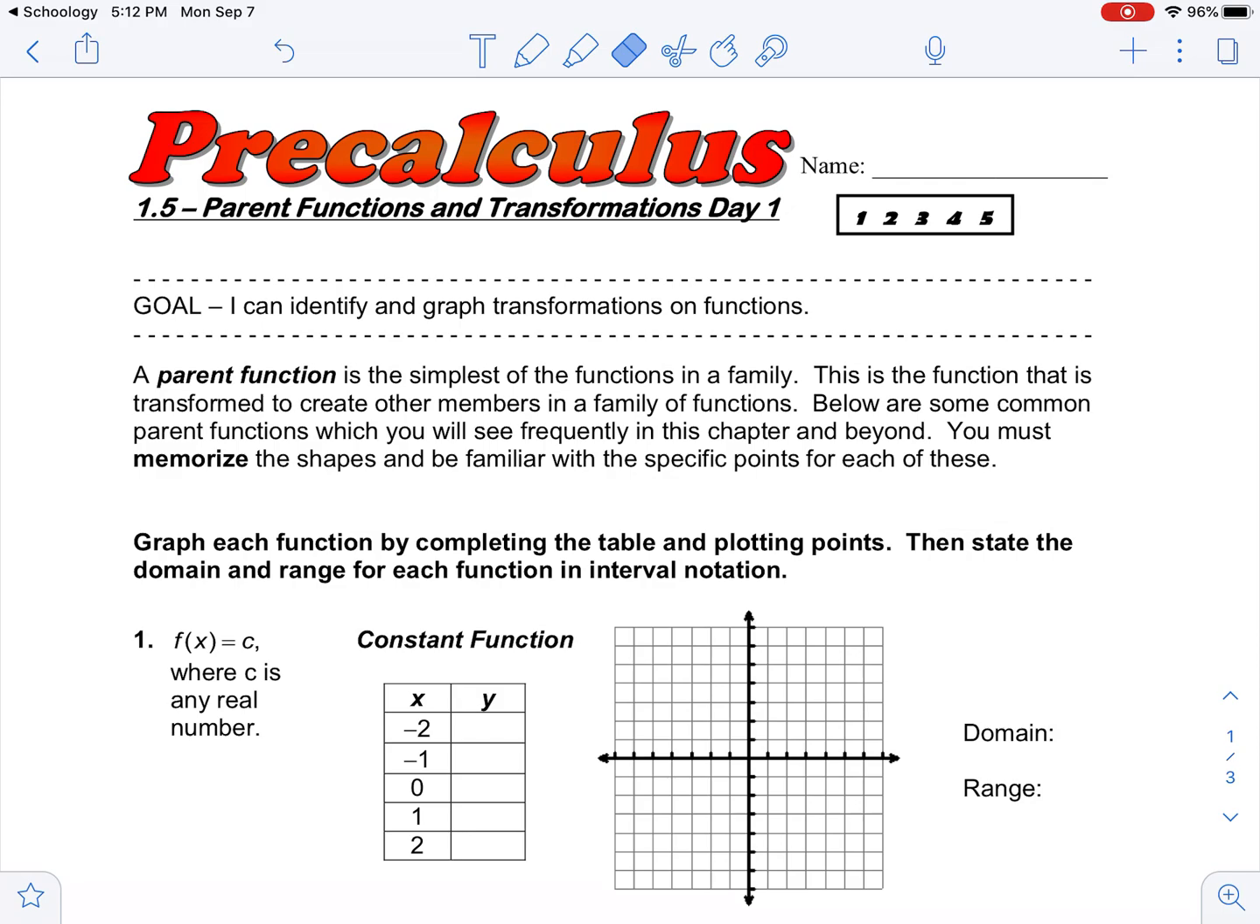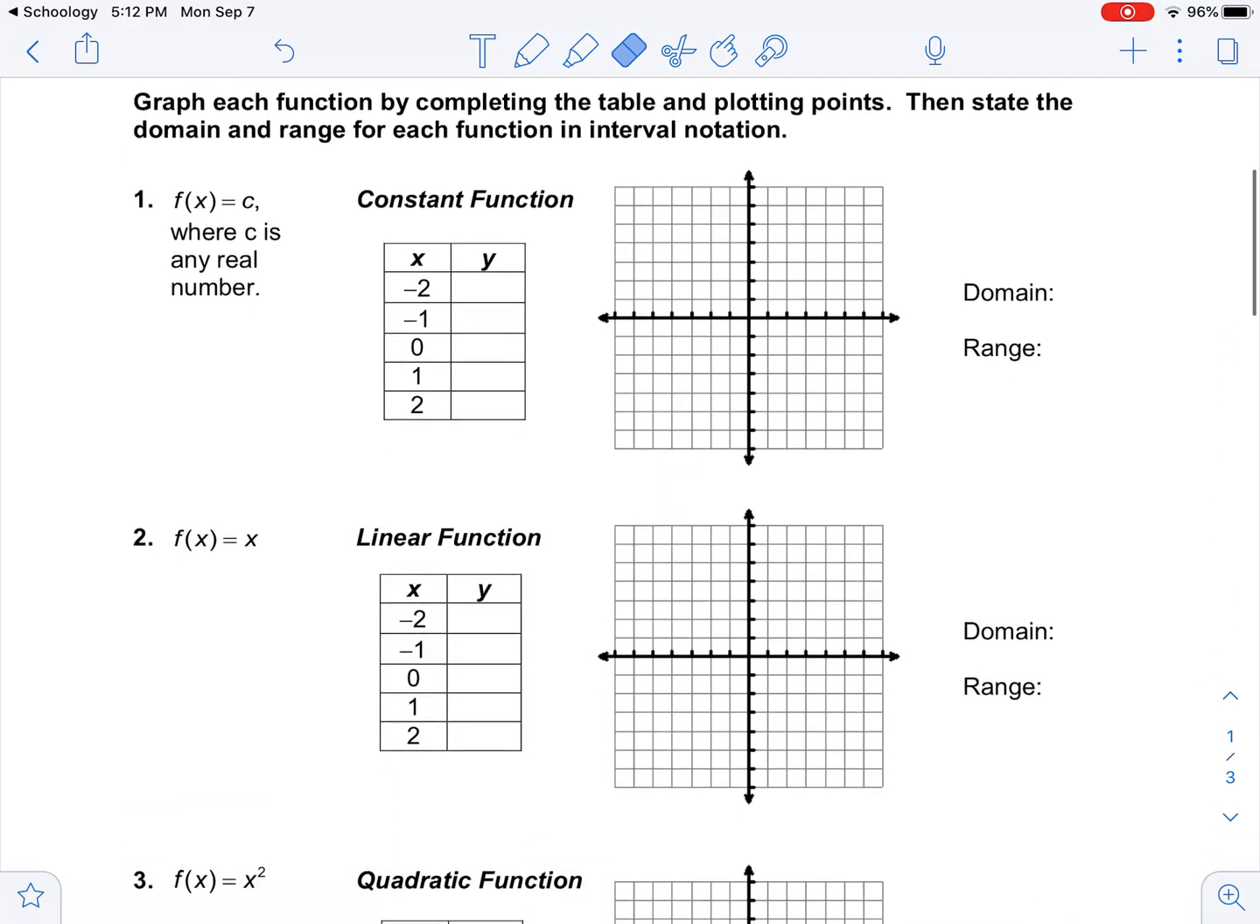Below are some common parent functions, which you will see frequently in this chapter and beyond. You must memorize the shapes and be familiar with specific points for each of these. So I'll highlight the specific points that you need to know, but once again, you need to know the shapes. Like you need to know that a parabola, x squared, is U-shaped, and absolute value is V-shaped, and things like that. Okay, so we're going to start with a constant function.